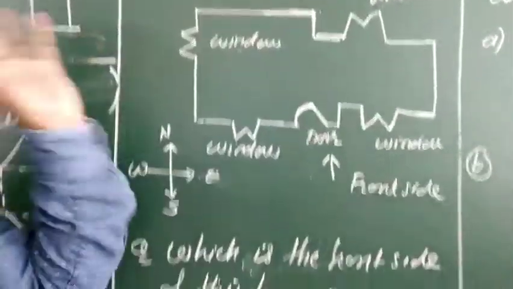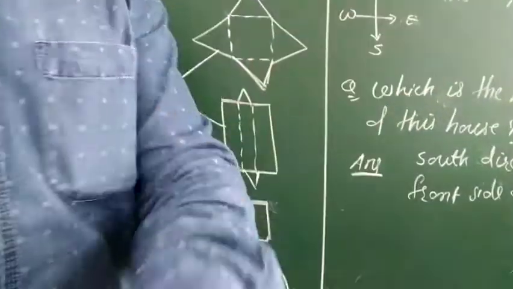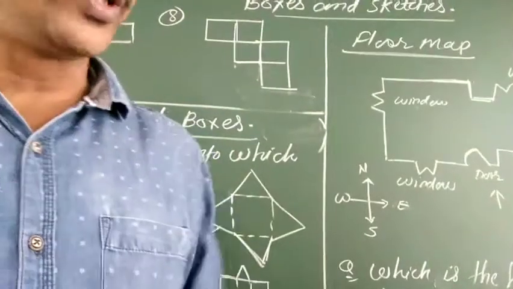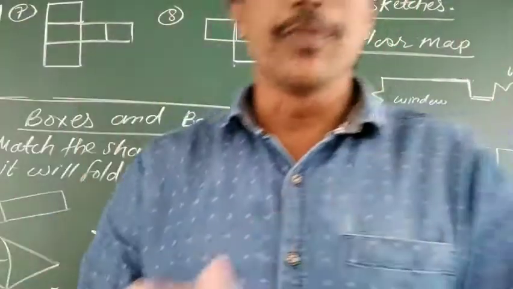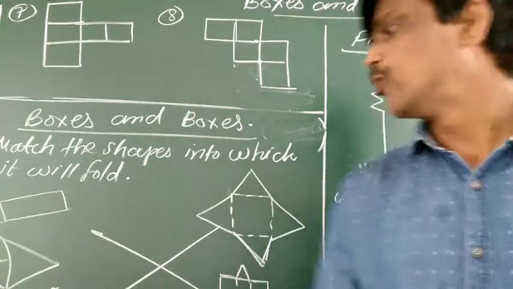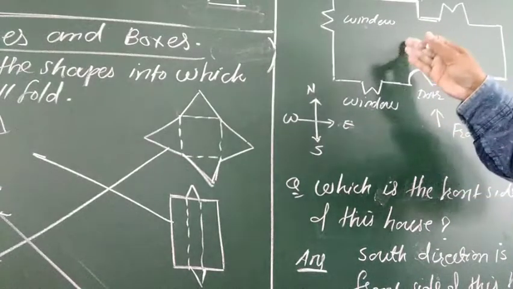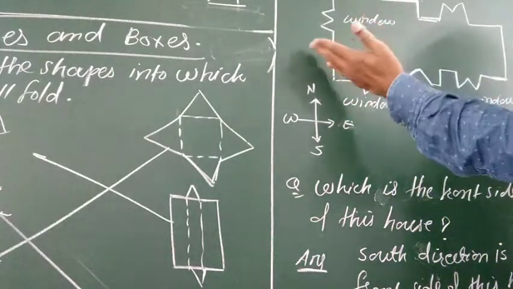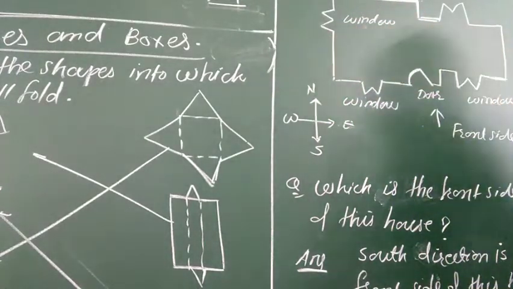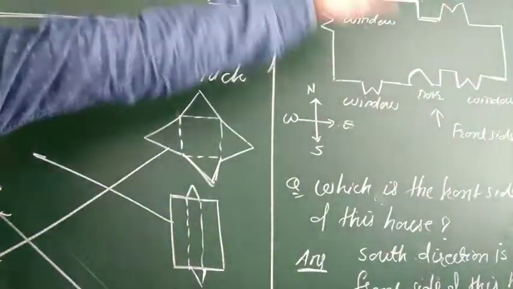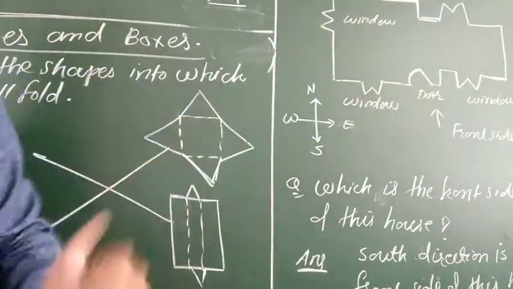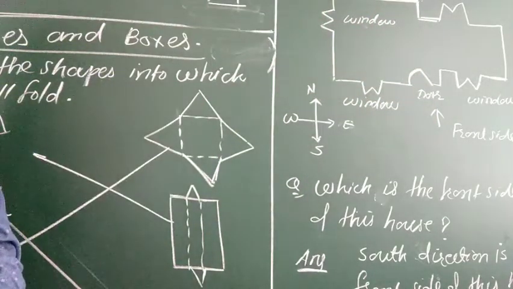So this way today we discussed this much only: to find out which cutout will be folded into an open box, and which cutout is matching with this shape, and then the floor map, then direction, which of this is the front profile of this house, and then try to match this floor map with the deep drawing. These are 4 deep drawings, and try to match which is the correct deep drawing of this floor map.